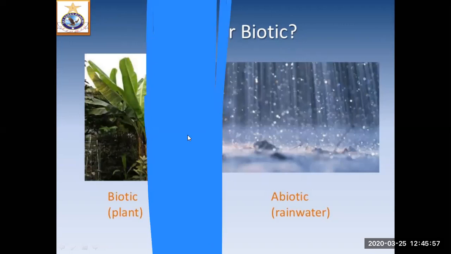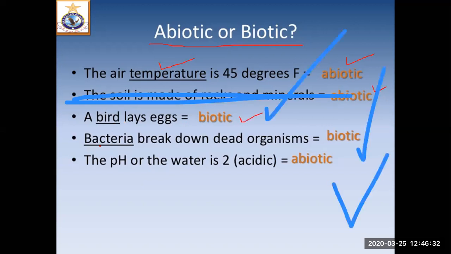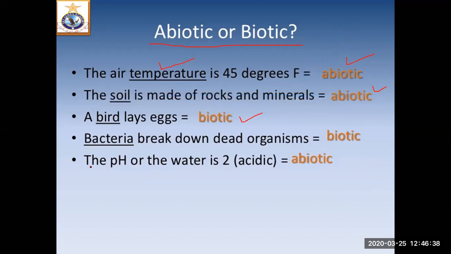Abiotic or biotic? Yes. This color, okay, now it's visible to you. So just read this. The air temperature is 45 degrees Fahrenheit is equal to abiotic. Abiotic, because we are talking about the temperature. The next is, the soil is made up of rocks and minerals is equal to abiotic. A bird lays eggs is equal to biotic. Bacteria break down dead organisms is equal to biotic. And the pH of the water is too acidic is equal to abiotic.